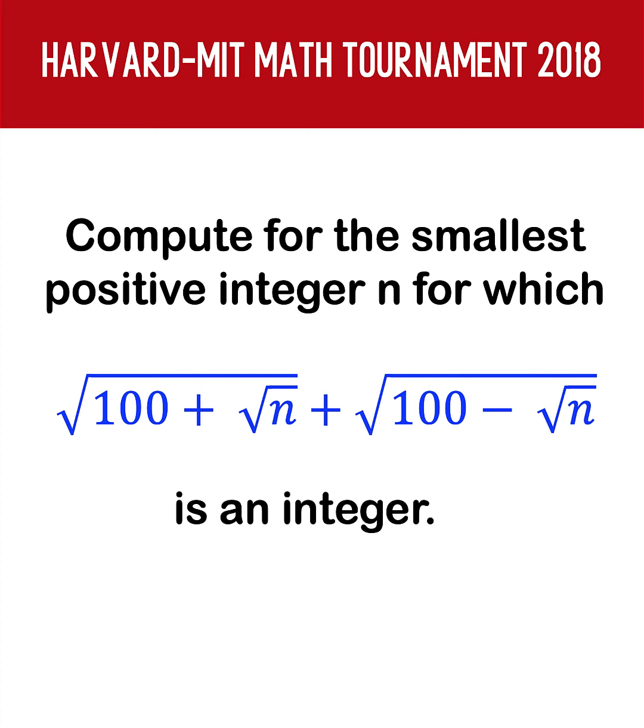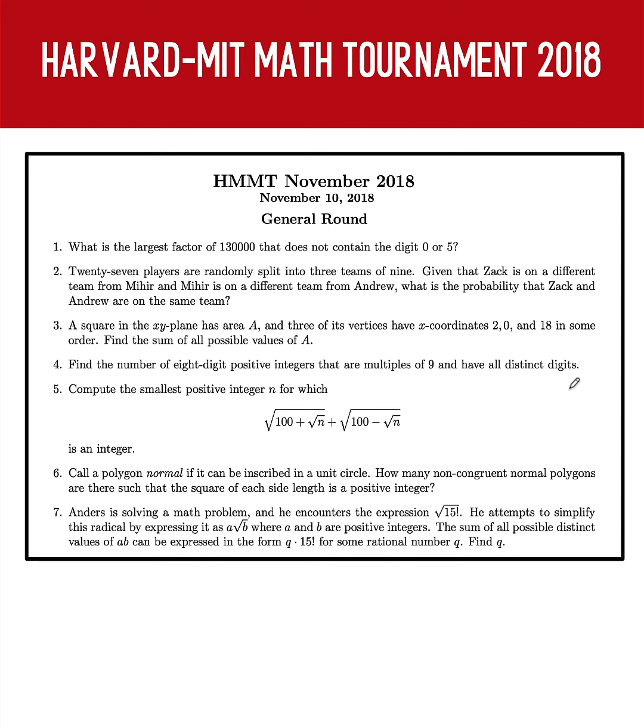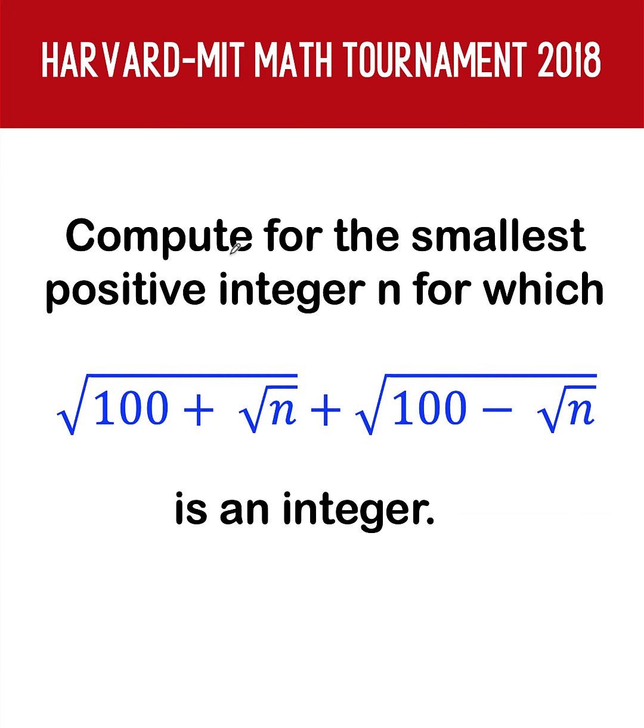Hey everyone, here's our math problem for today. This is taken from the Harvard MIT Math Tournament in 2018, and this is problem number 5 for the general round. Here's the problem. Compute for the smallest positive integer n for which the expression the square root of the quantity 100 plus the square root of n plus the square root of the quantity 100 minus the square root of n is an integer.